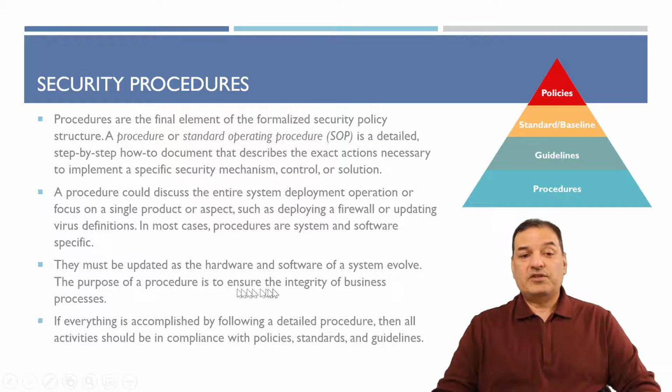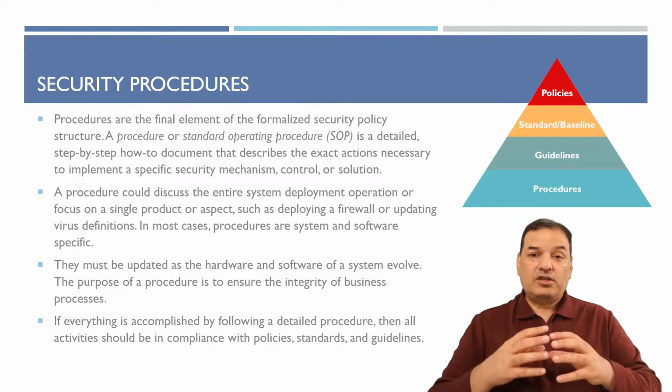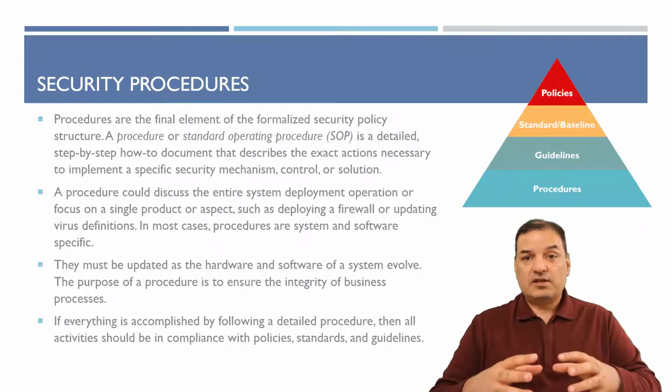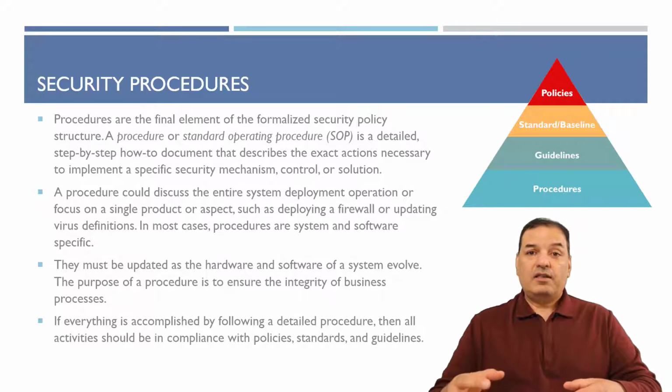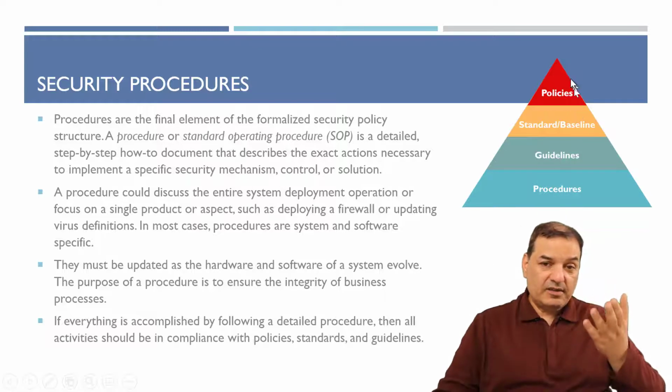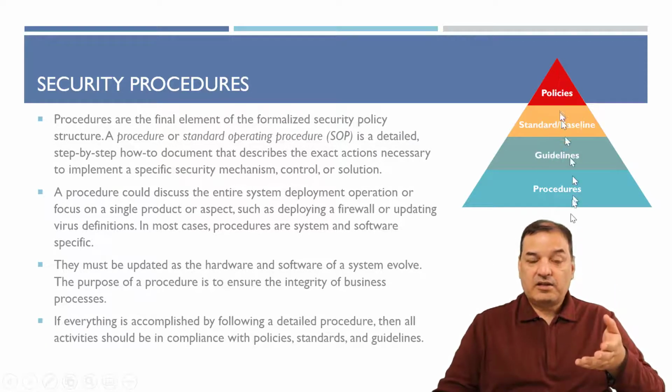The purpose of a procedure is to ensure the integrity of business processes. Ultimately, IT and business operate in a partnership, and they both need each other. They're partners, and IT provides resources that help business progress further, and then business has needs that IT meets. So it's a very essential partnership in the modern enterprise. If anything is accomplished by following a detailed procedure, then all activities should be in compliance with policy standards and guidelines. So structurally speaking, when we look at this pyramid here, you can see everything is aligned top down.